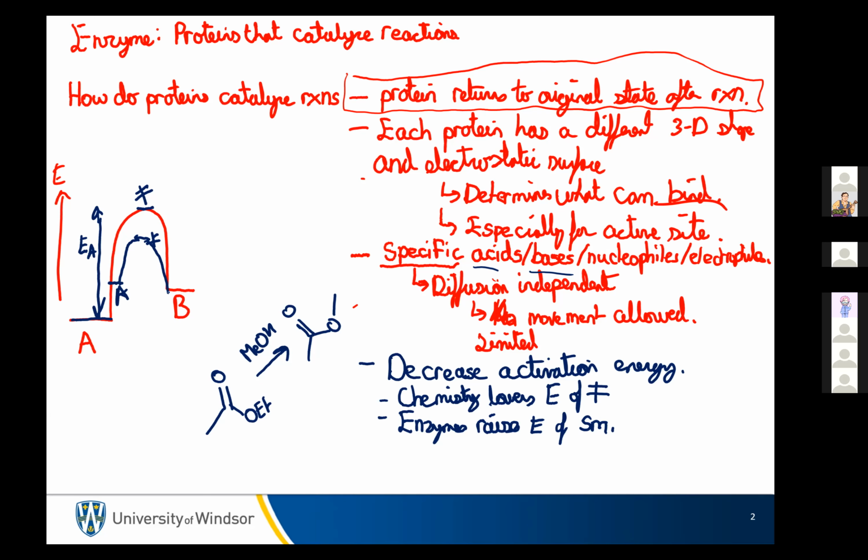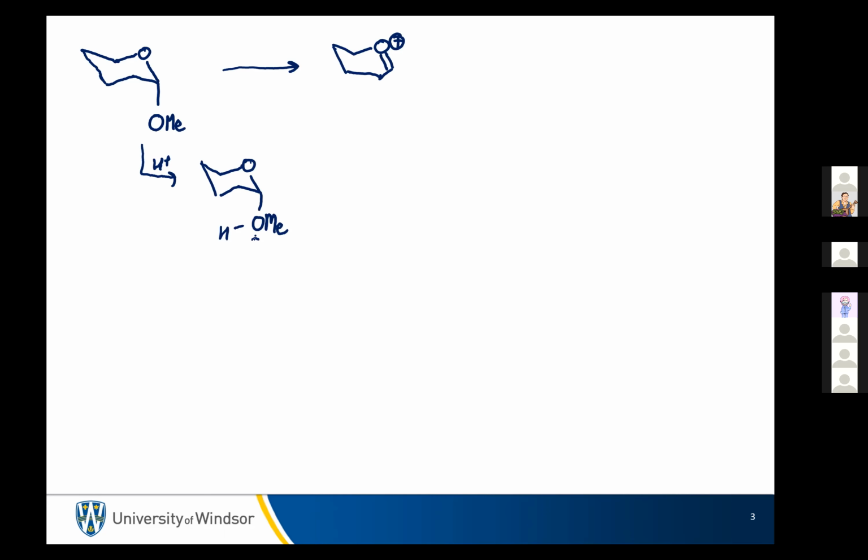Okay. Let's think about that for a second. And we're going to think of an example. Let's say I had a sugar, and I am doing a reaction to make an oxocarbenium. So chemically, what we've been doing is adding H+, right? And so what we do there is we protonate. And suddenly we're changing the problem from trying to expel methoxide to expelling methanol.